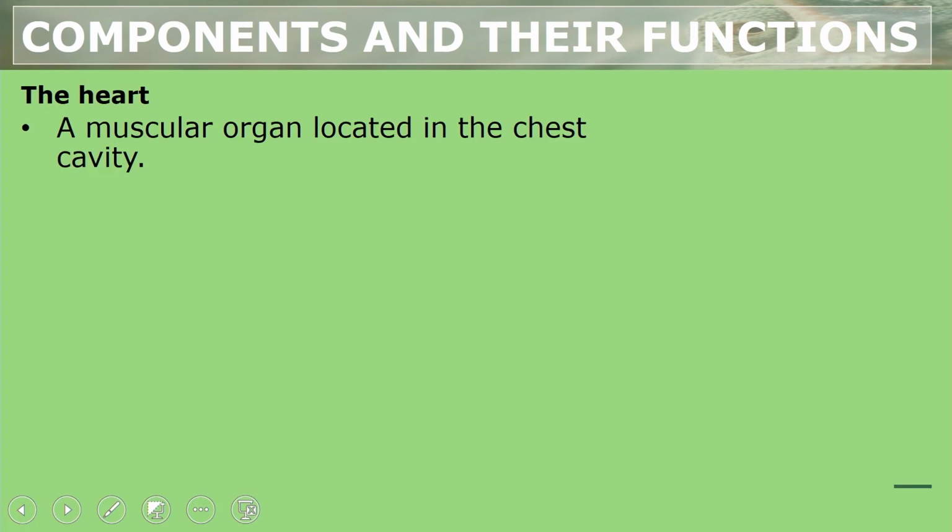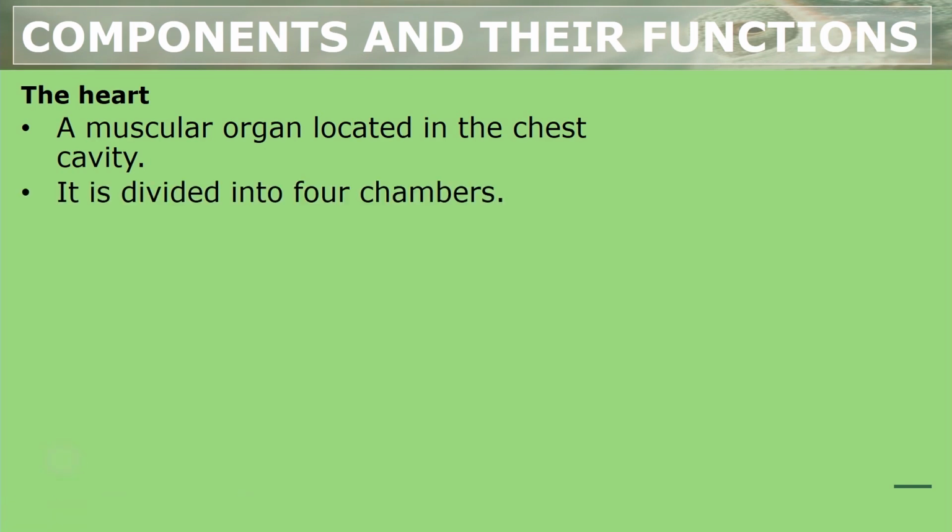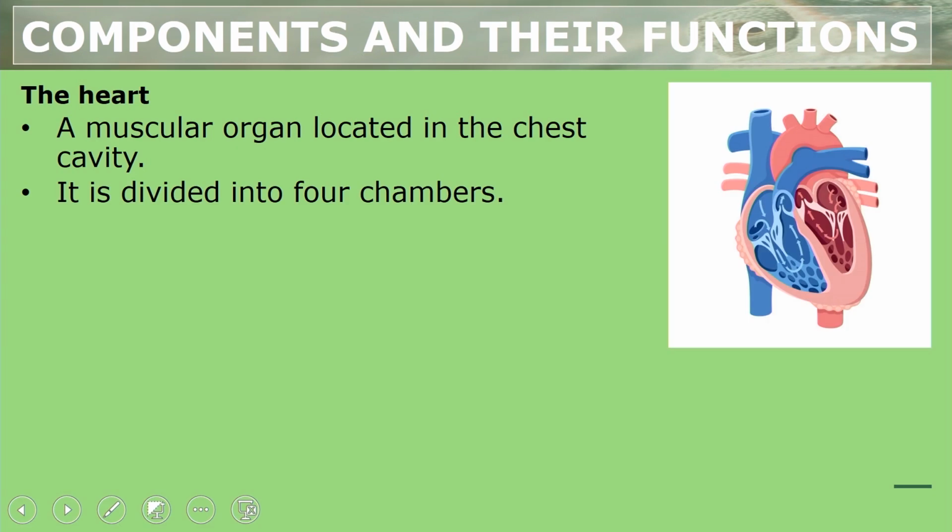Now, the heart is a muscular organ that is located in the chest cavity. It is divided into 4 chambers. And as you can see there in your diagram, there's a separation there in the middle and also top and bottom, and then also top and bottom on the other side.